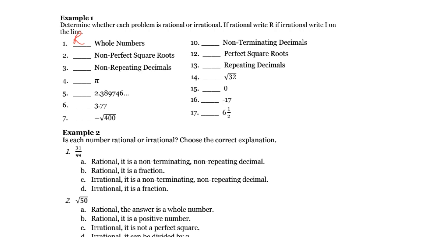Non-perfect square roots are irrational. Non-repeating decimals are irrational. Pi. What is pi? Well, it's a decimal. Does it repeat? No. Does it end? No. So it's a non-repeating, non-terminating decimal, so it's irrational.